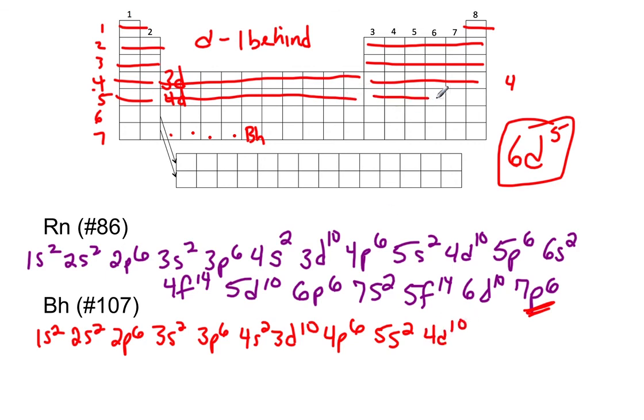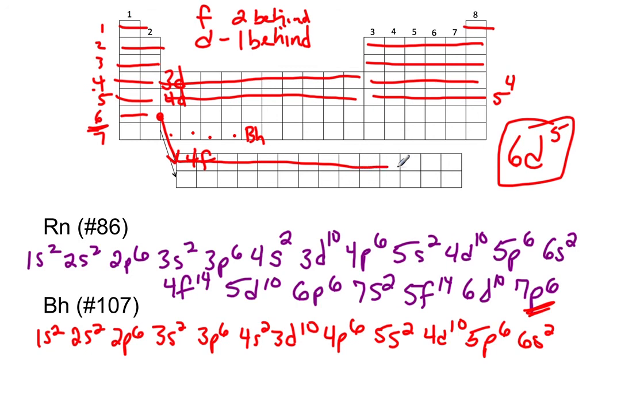Then I'm back to the normal. I'm in the 5th row, so it's 5p block, 5p6. Then I hit 6s2. Then I hit the f's. See what happens here? Once I get to this point, I got to drop down, and I got to do the f's. Now the f's are 2 behind. So if I'm in the 6th row of the periodic table, this is going to be 4f.